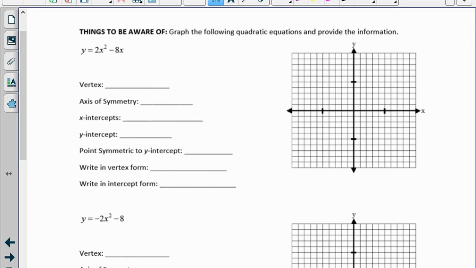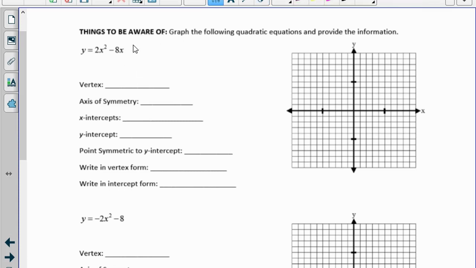These three are things to be aware of. So we're going to do three problems where they're a little bit trickier than some of the normal problems that we do. First problem will be y equals 2x squared minus 8x. Notice that there's no c term in this, so you could really write a plus 0 if you wanted.